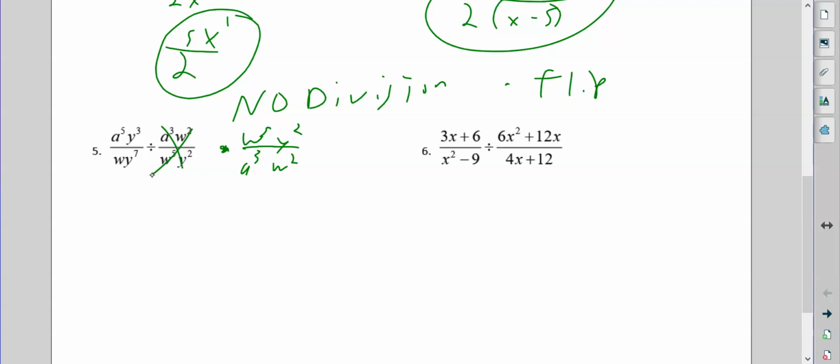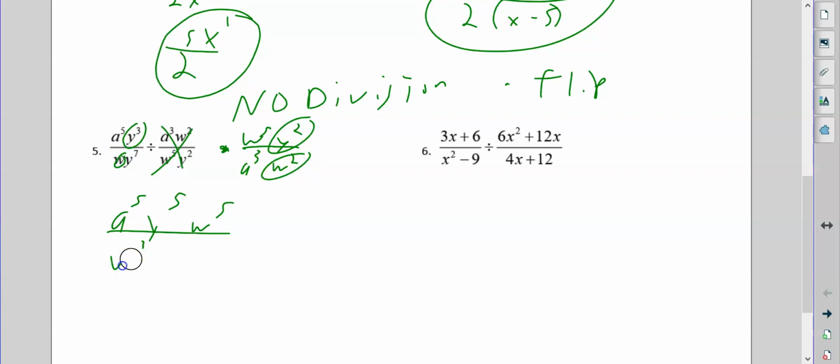Now, there's a lot going on, so I'm just going to multiply first, then cancel. Okay, so on the top, I have a to the 5th. No a's on the right side, so I'm just going to write a to the 5th. I have y cubed and y squared. That's going to give me y to the 5th. And then I have the w to the 5th. On the bottom, I have a w here, and a w squared, so that's w cubed.